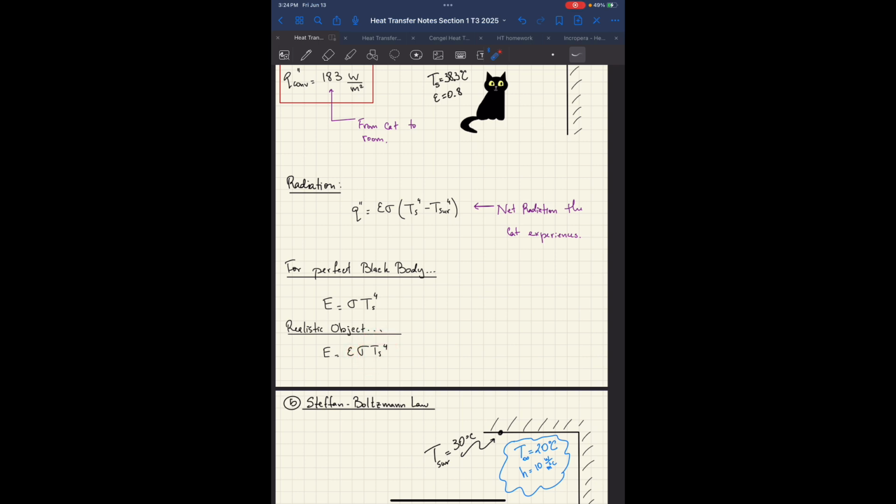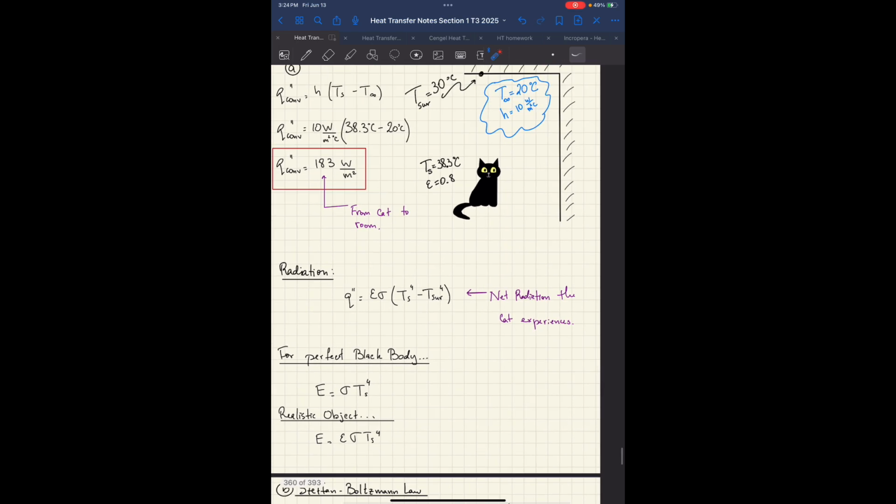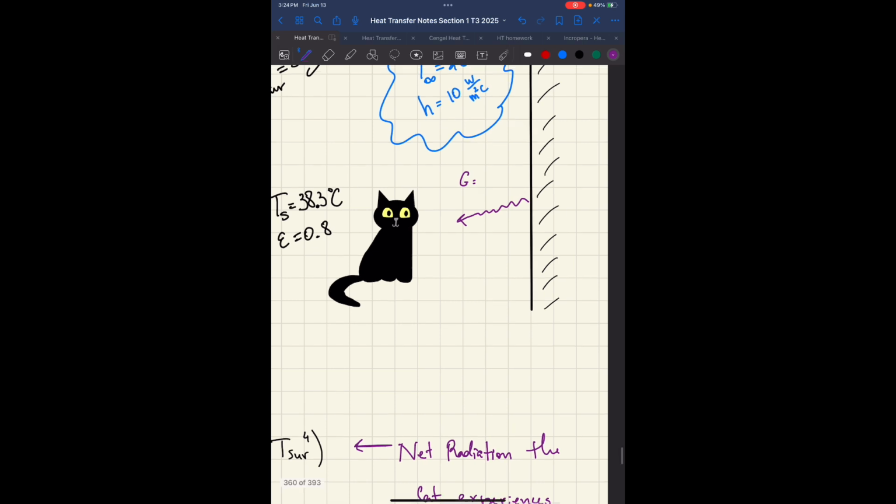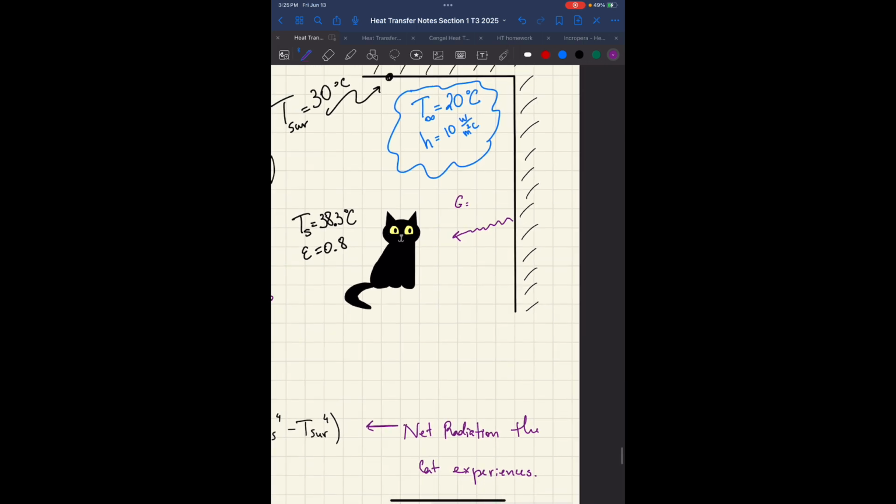You can do a similar analysis for absorbed radiation, also known as irradiation, right? Because we're treating the surroundings as a black body, what this wall, and I usually use the letter G, what the surroundings are sending to the cat is perfect black body radiation, because we're assuming that the room is large enough that we can consider it to be a black body. So the incoming radiation is sigma times T surrounding to the fourth power.